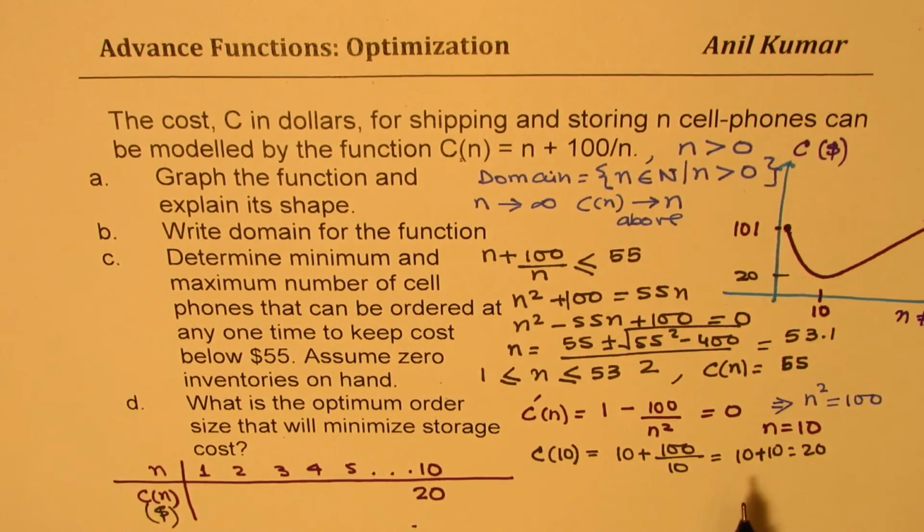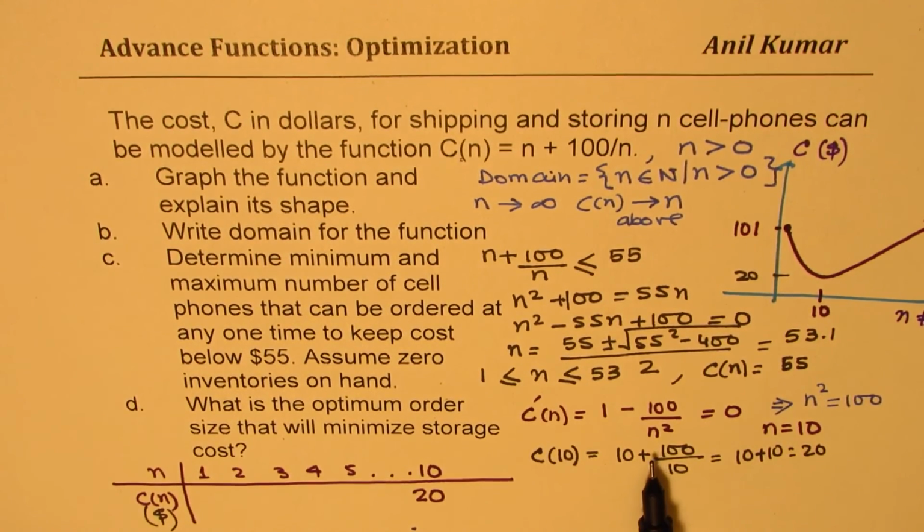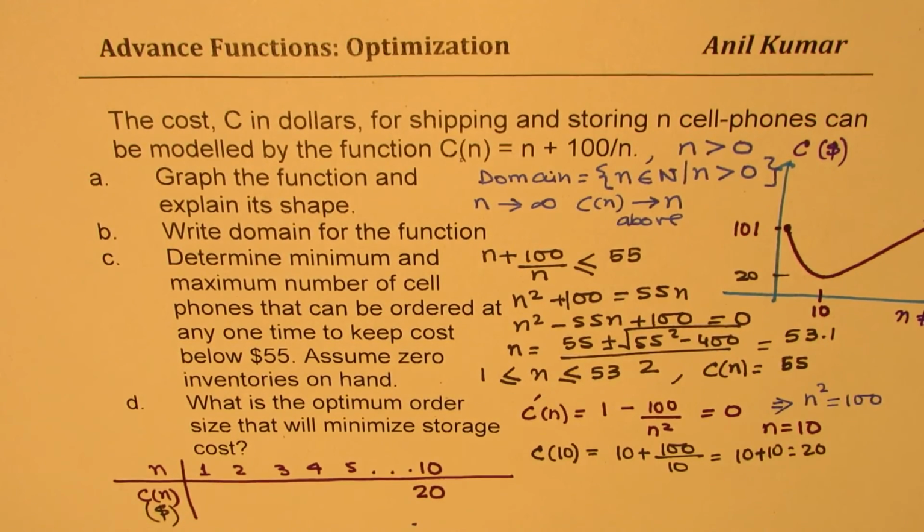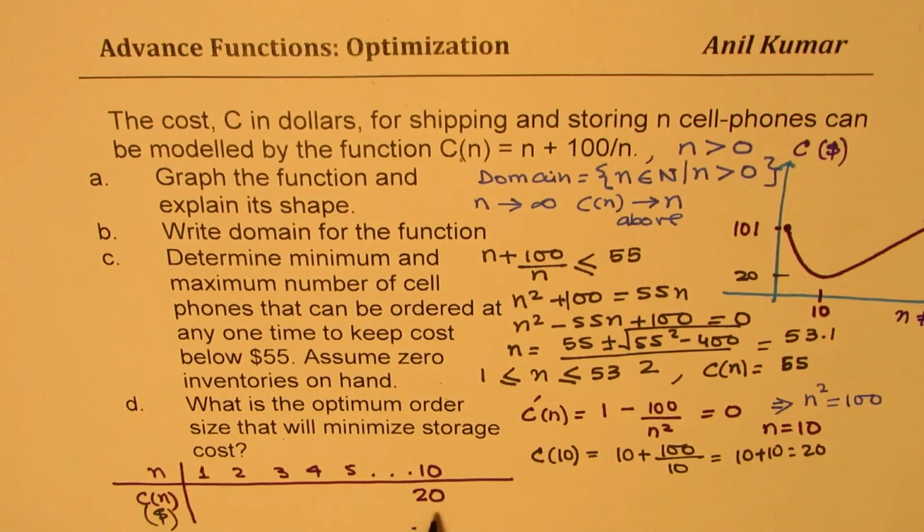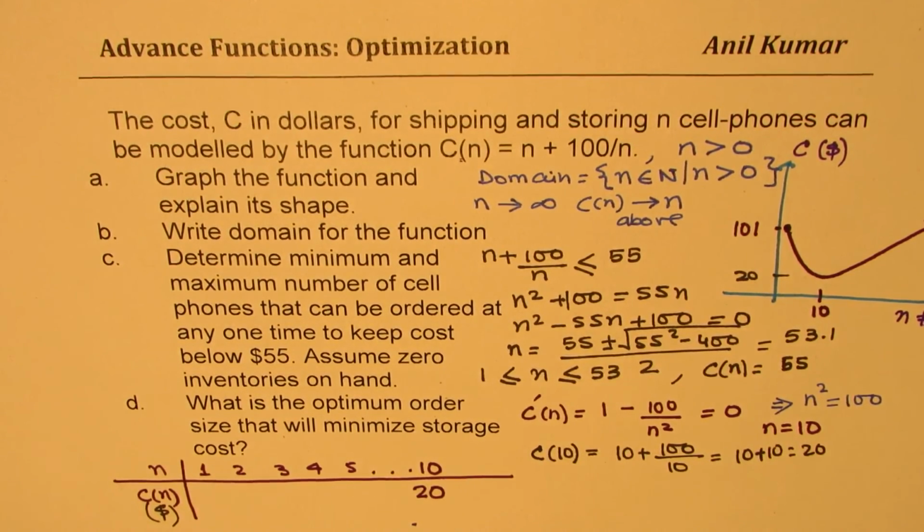So that is how you could actually do it. Those of you who haven't done calculus so far can calculate the values. And once you calculate the values, you will find that the minimum cost is $20 when an order of 10 numbers is placed. Perfect. So I hope that gives you a fairly good idea about how to solve such questions.